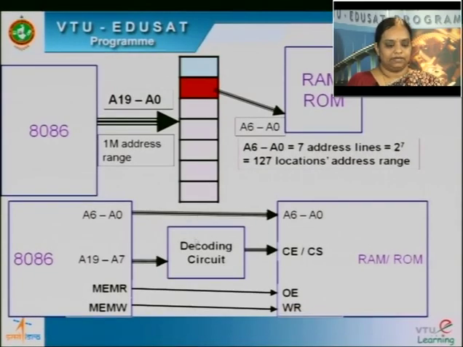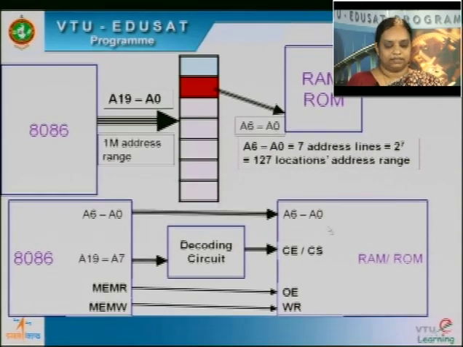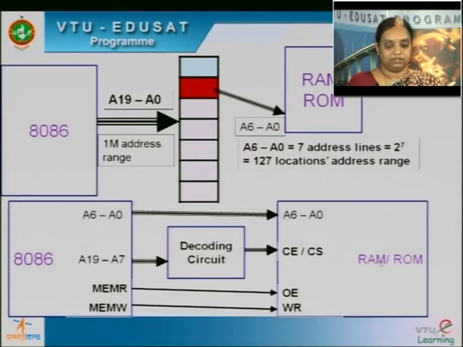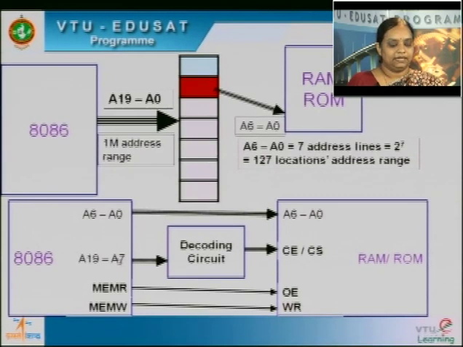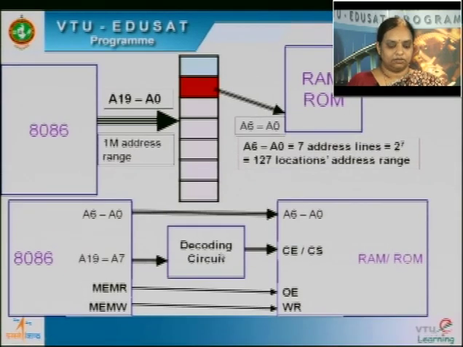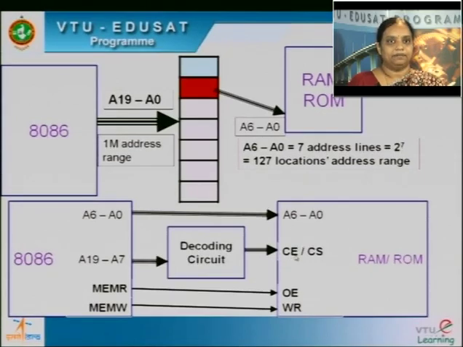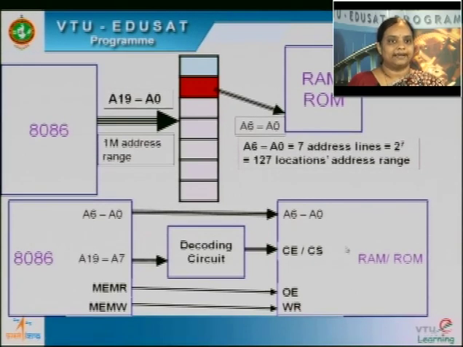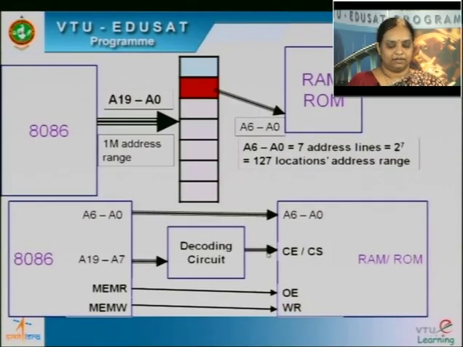Then coming to the address, A0 to A6 are required for the RAM or ROM for this specific example. The remaining address lines A7 to A19 are decoded using a decoding circuit, and that is given to the chip enable or chip select. So only when the chip select or chip enable is activated, the address on A0 to A6 will locate a location in this RAM or ROM. If this is not activated, even if there is data on A0 to A6, this memory is not enabled.